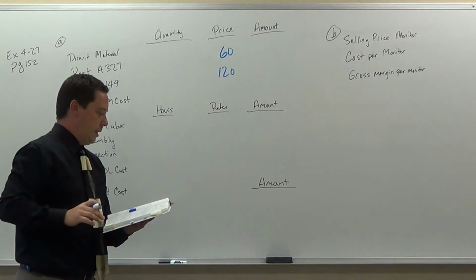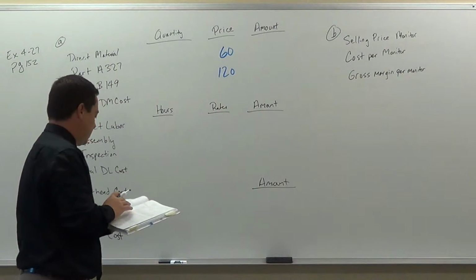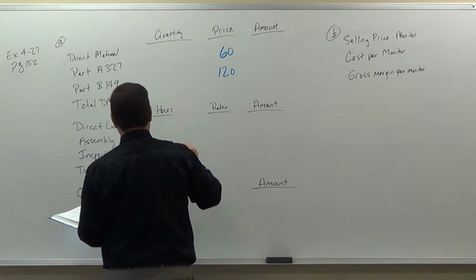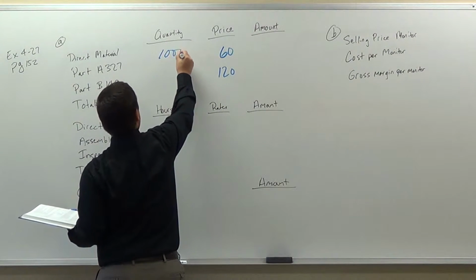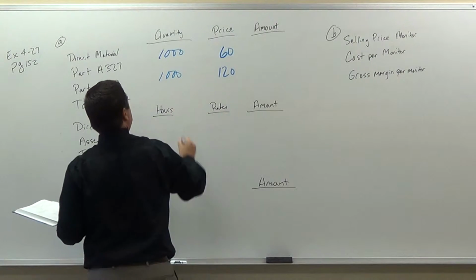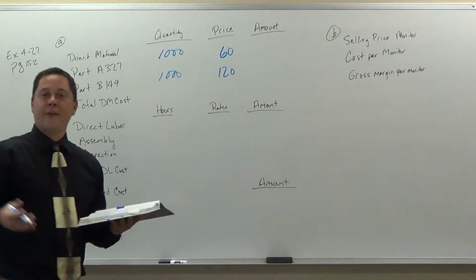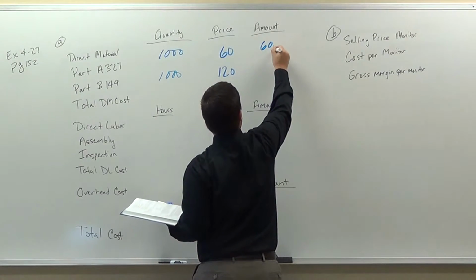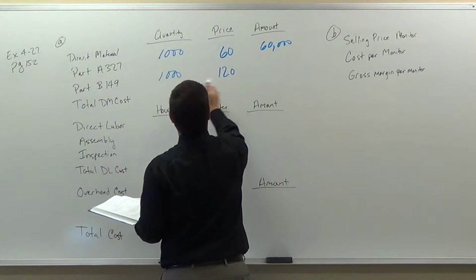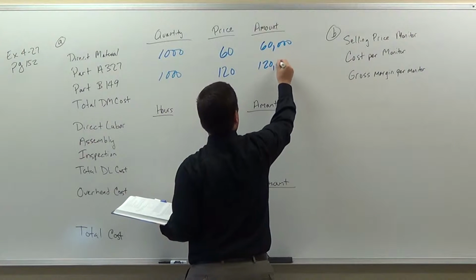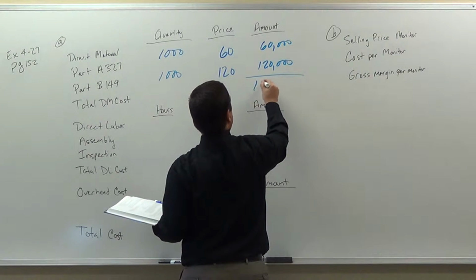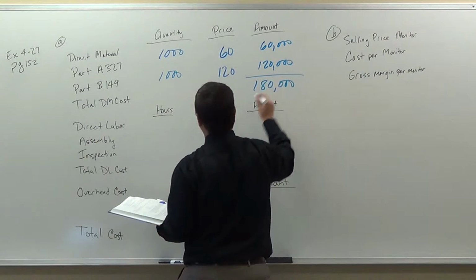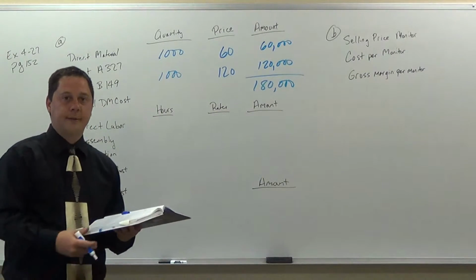Now remember, the problem said it delivered 1,000 custom designed computer monitors to its customer. So we're going to put 1,000 here and 1,000 here. That's how we're going to set up this problem. To figure out the amount, I take the 60 times the 1,000, which gives me 60,000. Then I take my 120 times 1,000, which gives me 120,000. Add those together, and that gives me $180,000 for my total direct materials cost.